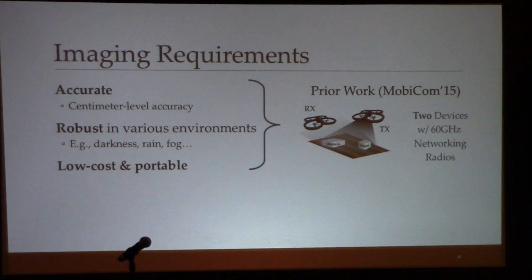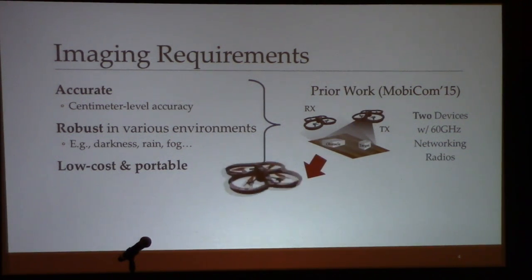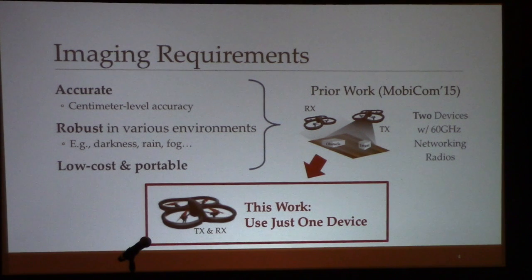To meet these requirements, previous work uses 60 GHz networking radios. Well, they have some clear advantages, but the solution needs two separated mobile devices. Well, for some scenarios, two devices may not always work, right? It would be much more practical if we only need one device. So in this work, we use one device for imaging. This could open up many exciting applications where only one device is available.